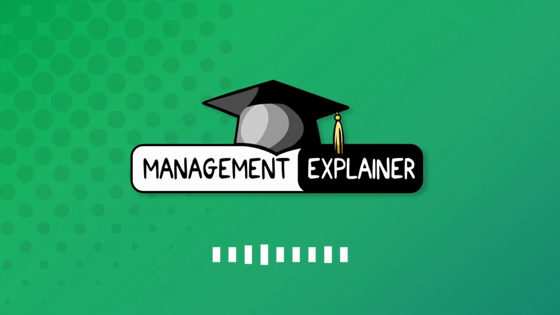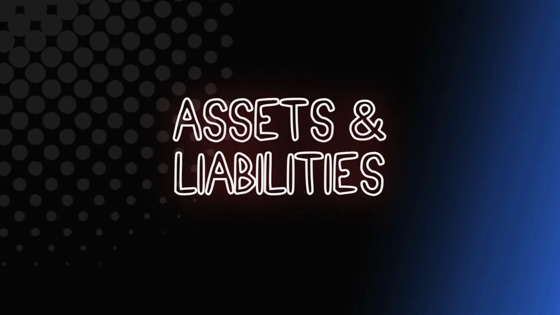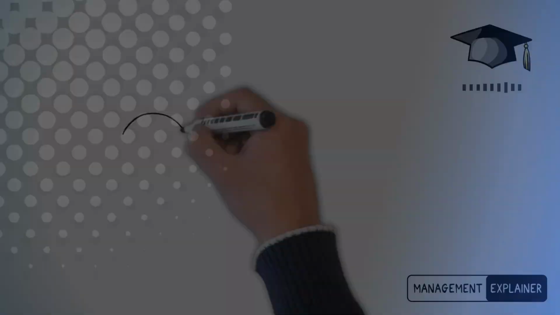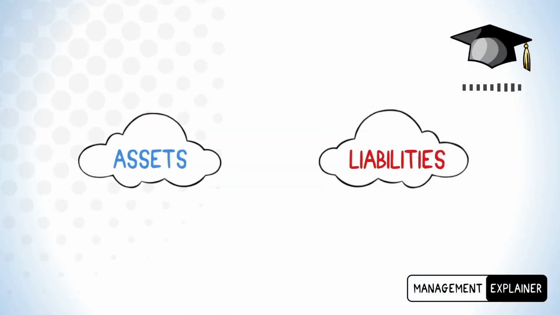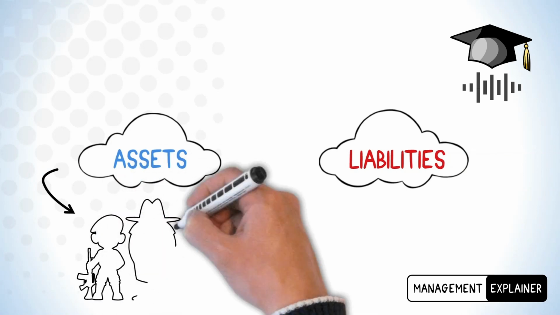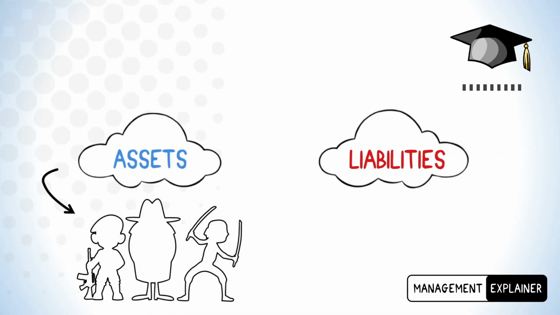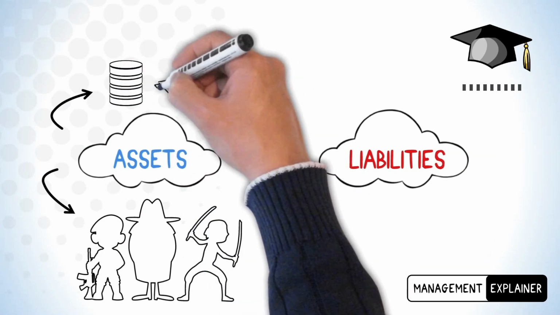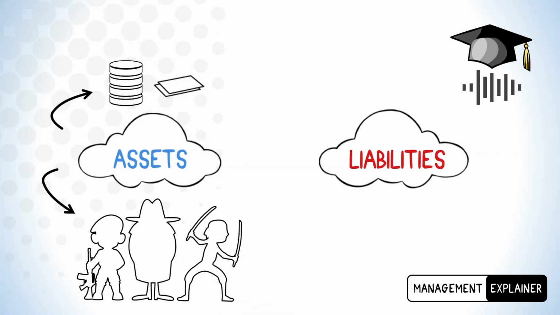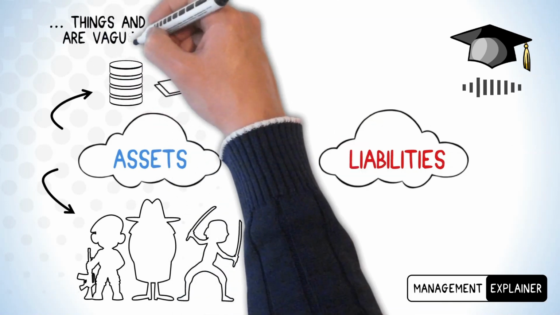This video is about what you should know about assets and liabilities. Assets and liabilities have found their way into everyday language. In action movies, soldiers, secret agents, and assassins are often called assets. Lots of digital files are also called assets. So then, assets appear to be things and people that are vaguely useful.